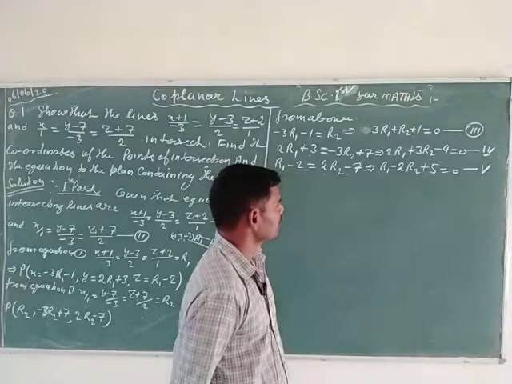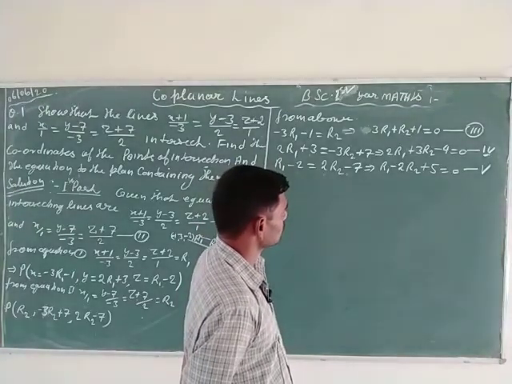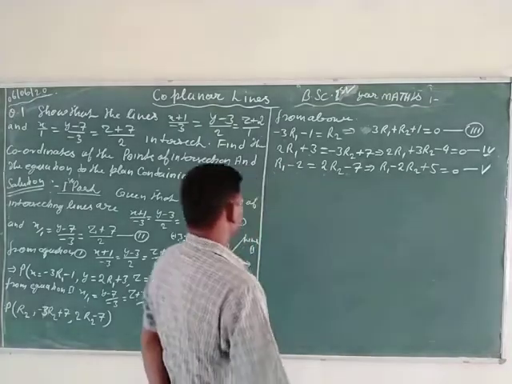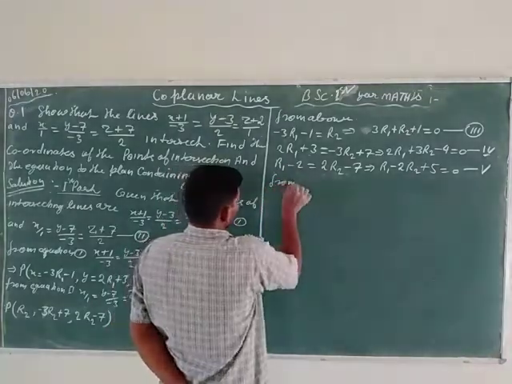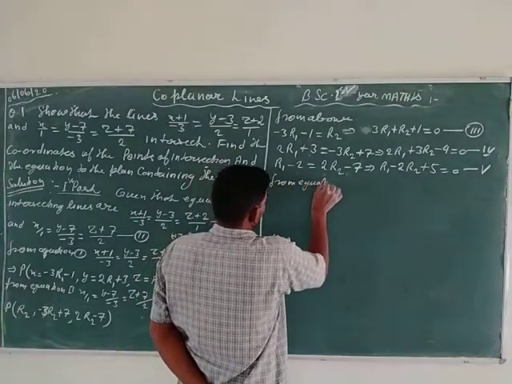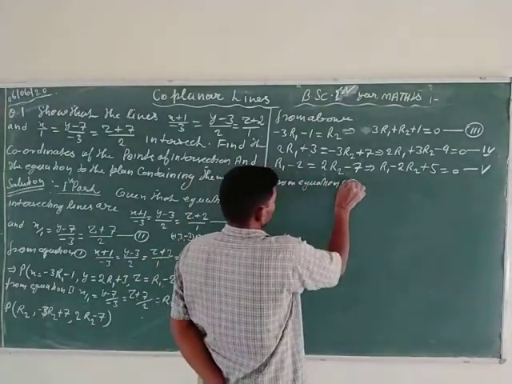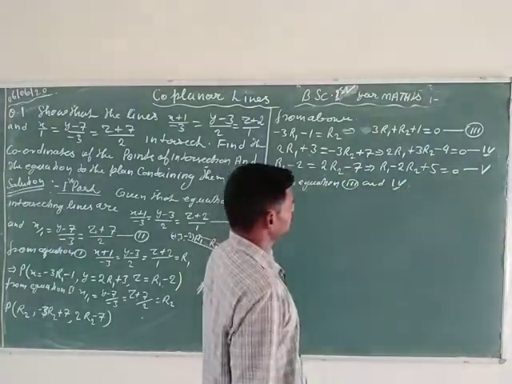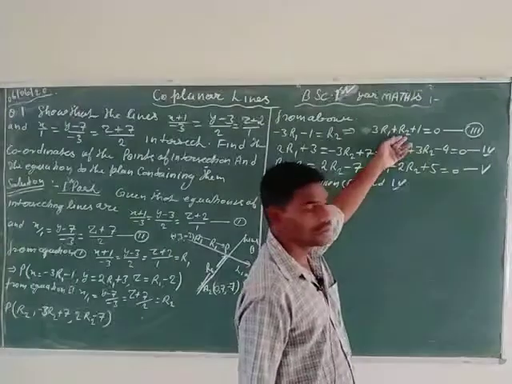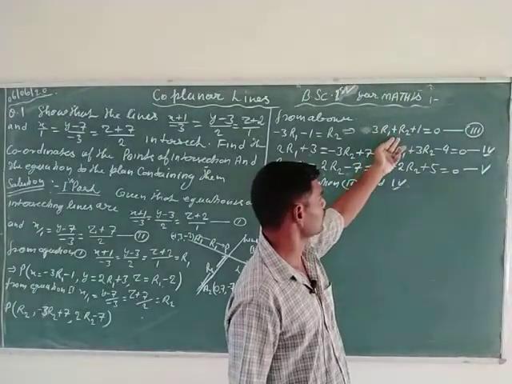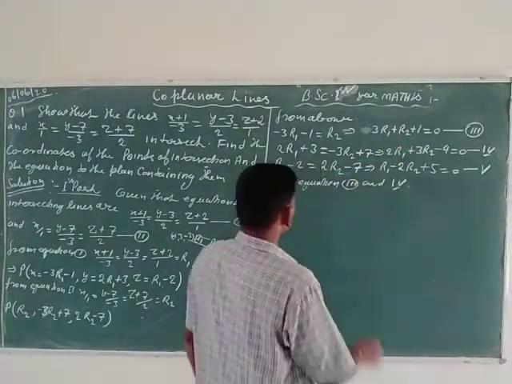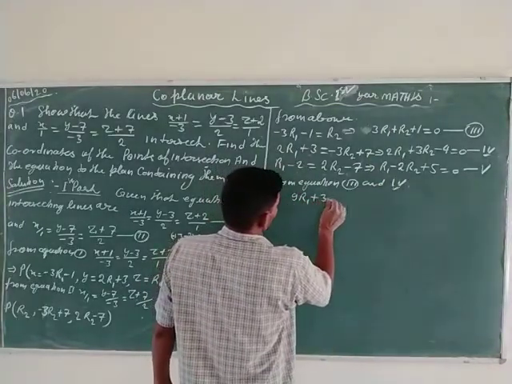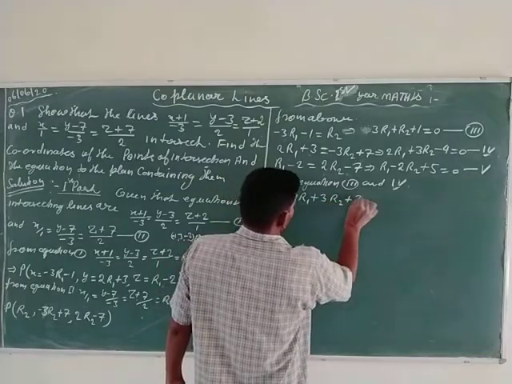So taking equations 3rd and 4th, I want to eliminate the value of r2, so multiply by 3 in equation 3rd and write 9 r1 plus 3 r2 plus 3 is equal to 0.